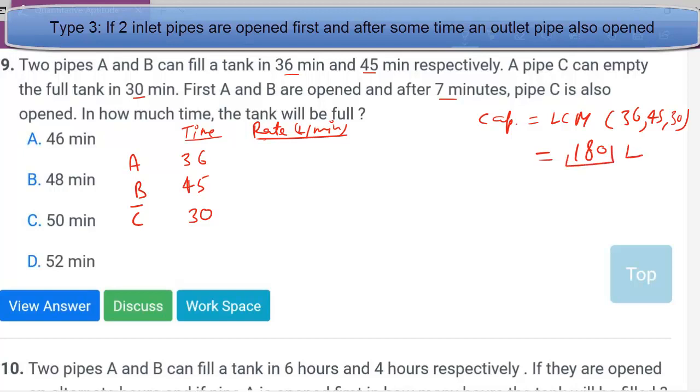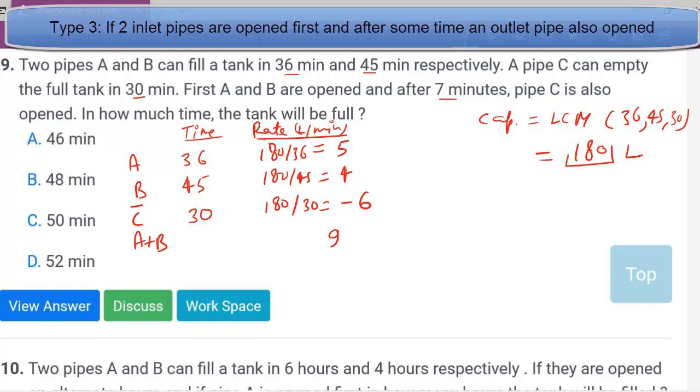So A is filling 180 by 36, that means 5 liters per minute, right? B is filling 180 by 45, that means 4 liters per minute, and C is emptying 180 by 30, that means 6 liters per minute. I am putting the minus sign because it is emptying the tank. Right, now what is said, A and B are opened. So when you are opening A plus B, they will be filling 5 plus 4, that means 9 liters per minute.